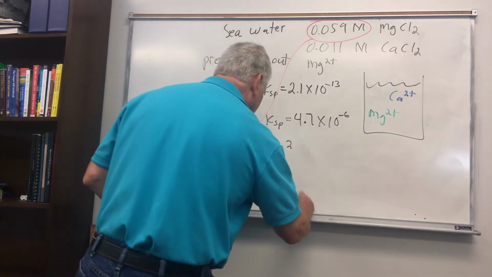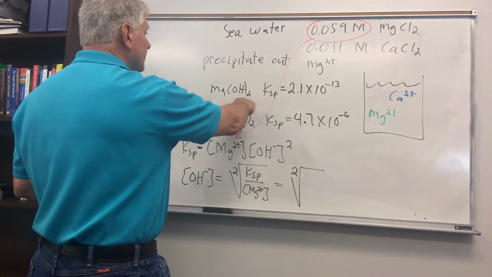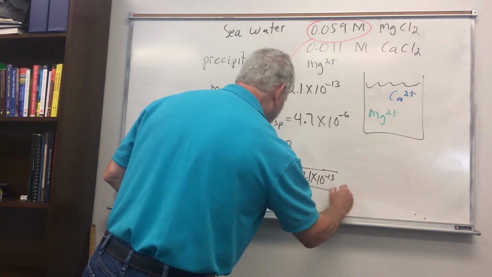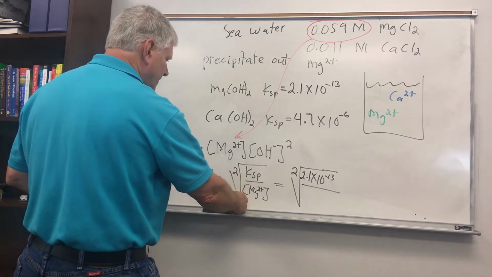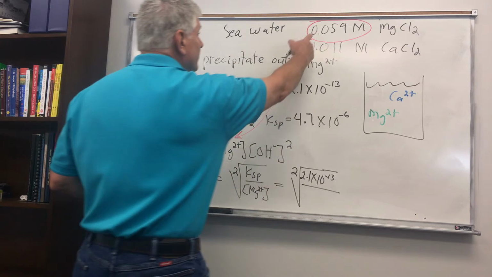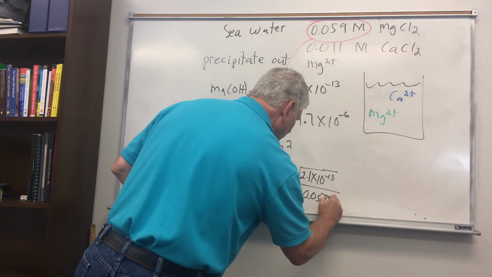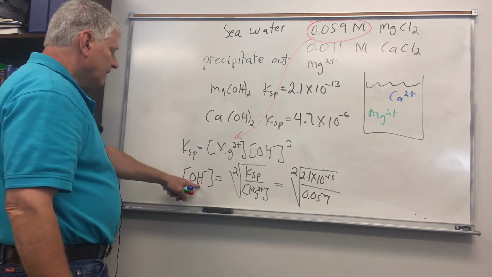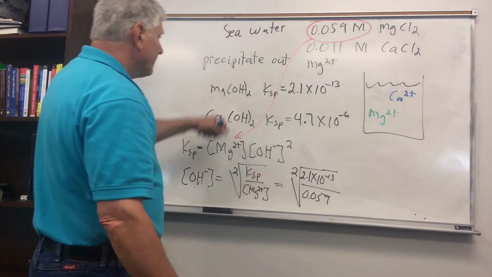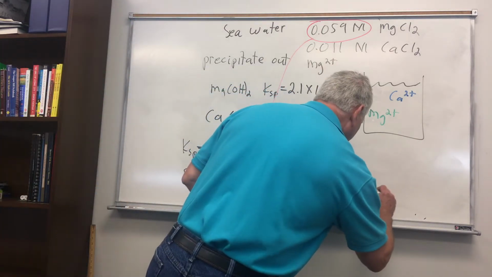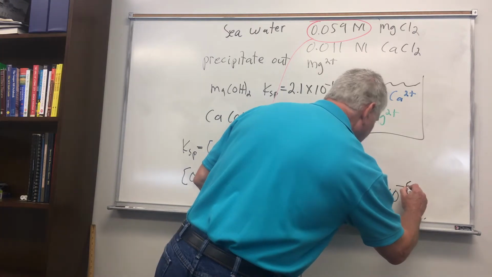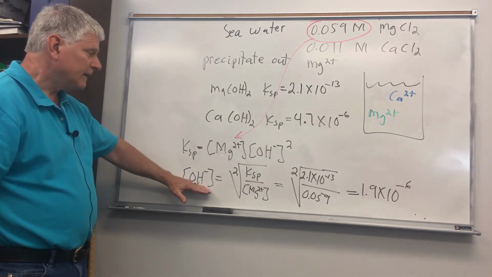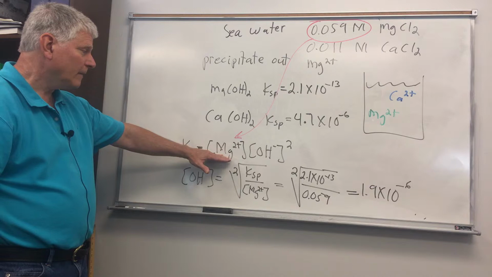So this is going to be equal to the square root of KSP for magnesium hydroxide divided by the concentration of magnesium, which is 0.059 molar. So this will give us the maximum amount of hydroxide ion that can be in solution for magnesium hydroxide. This is 1.9 times 10 to the minus 6th molar. So this is the maximum amount of hydroxide that can stay dissolved for magnesium hydroxide.